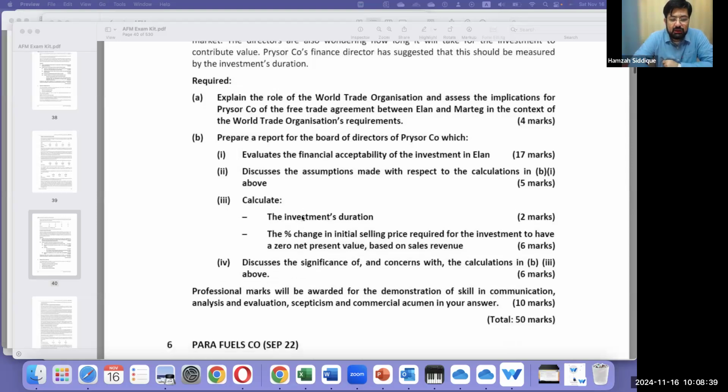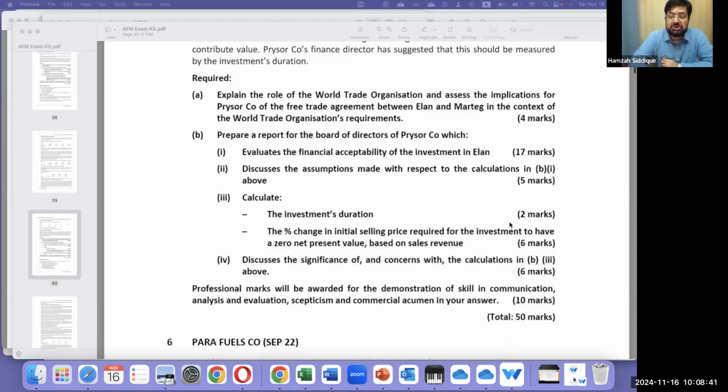Now, calculate the investment duration, and the percentage change in selling price required. This is sensitivity. Then, discuss the significance of and concern with the calculation in B3, the duration, both the significance and the concern as well, and professional marks are there.